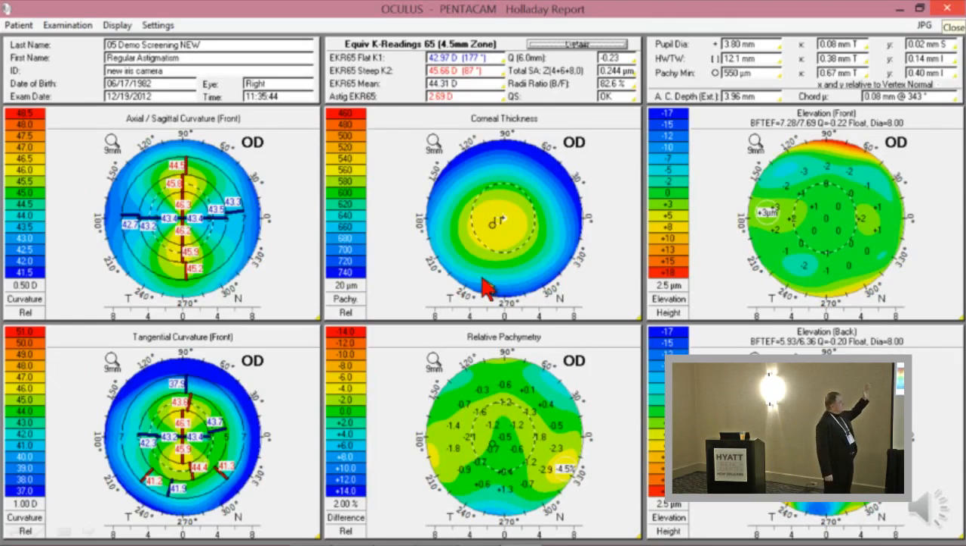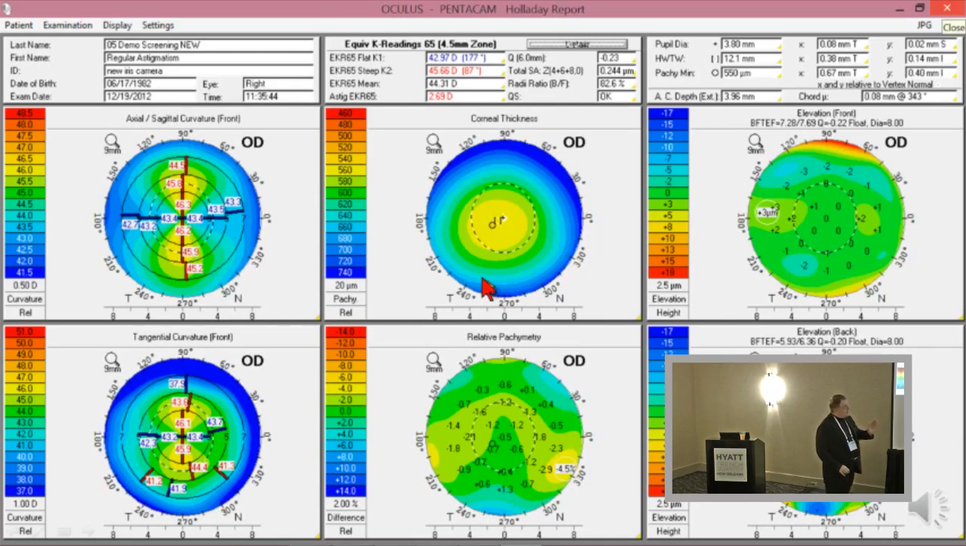First column are your traditional topographic maps, okay? These are, the top one is your sagittal map, the bottom one is your tangential map. We'll talk about what those are. Next column are thicknesses. Top map is your normal corneal thickness map. Bottom map is what we call the relative pachymetry map, which is in percent. And it tells you what the thickness is at every point relative to what it should be, okay?